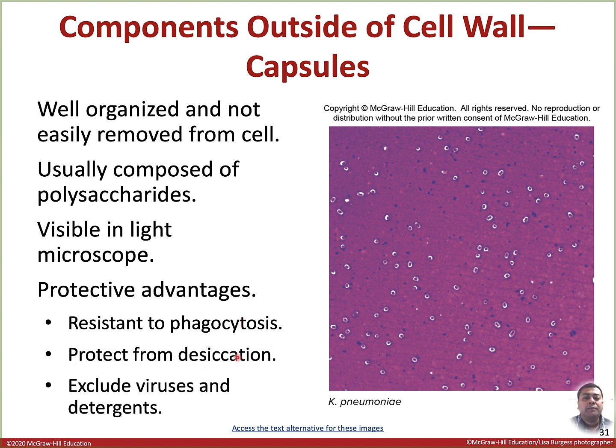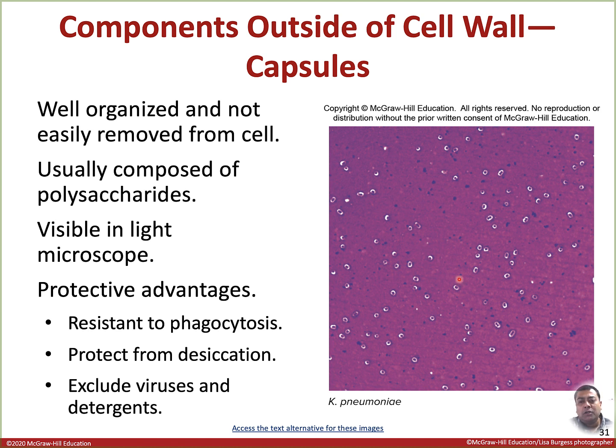Capsules also help protect the cell from desiccation if the environment is too dry. Sometimes bacteria can actually use the polysaccharide as a food or energy source if the environment is harsh. On the other hand, viruses and detergents cannot enter the cell or come in contact with it due to this capsule layer. So these are all protective functions.